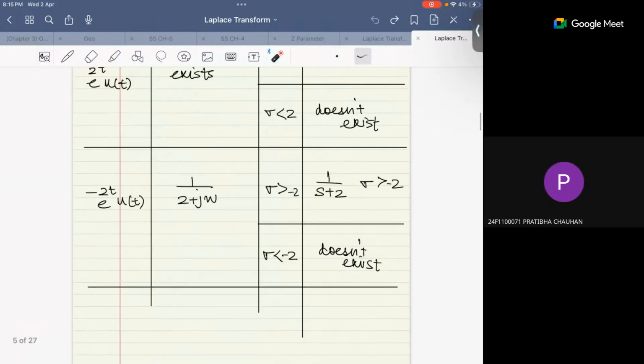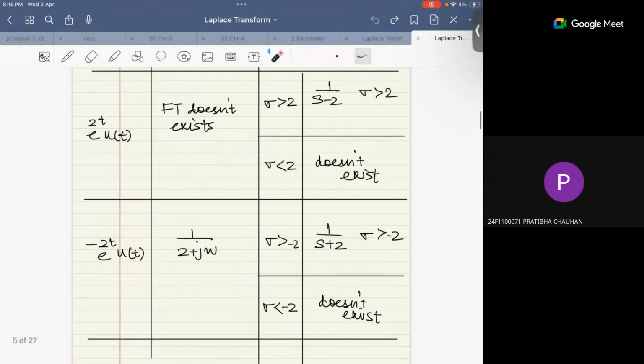But for sigma less than 2, the Laplace transform also doesn't exist, because again the signal will be non-integrable. One more thing I was telling: if the Laplace transform exists, you can get the Fourier transform also for many signals. Many times you will not be able to get the Fourier transform for a signal, but you can get the Laplace transform. For example, for the delta signal and many other signals, you can calculate both the Fourier transform and the Laplace transform.